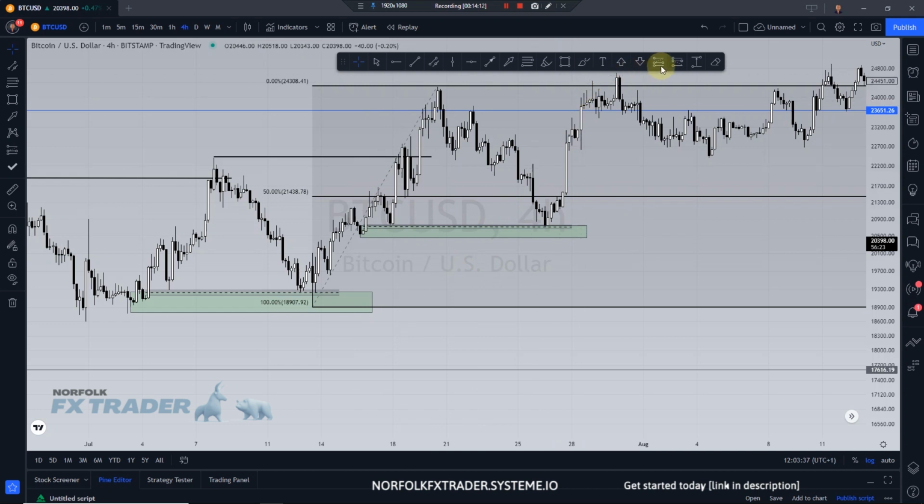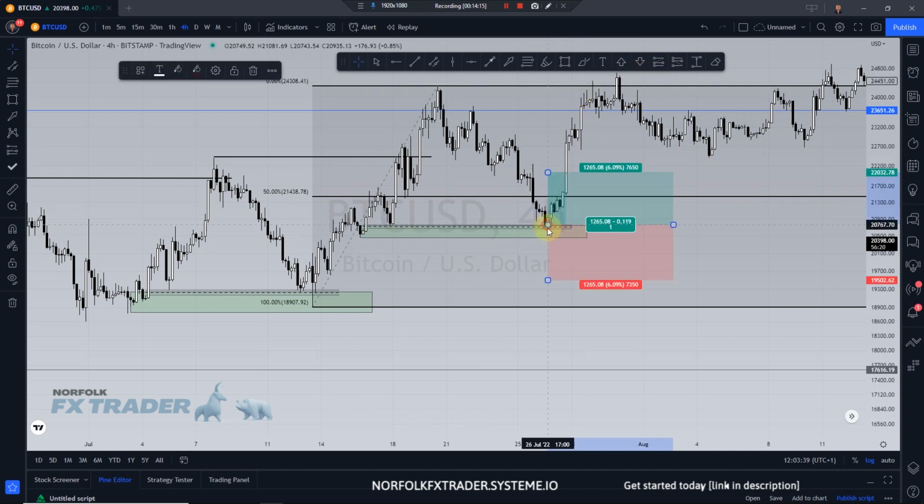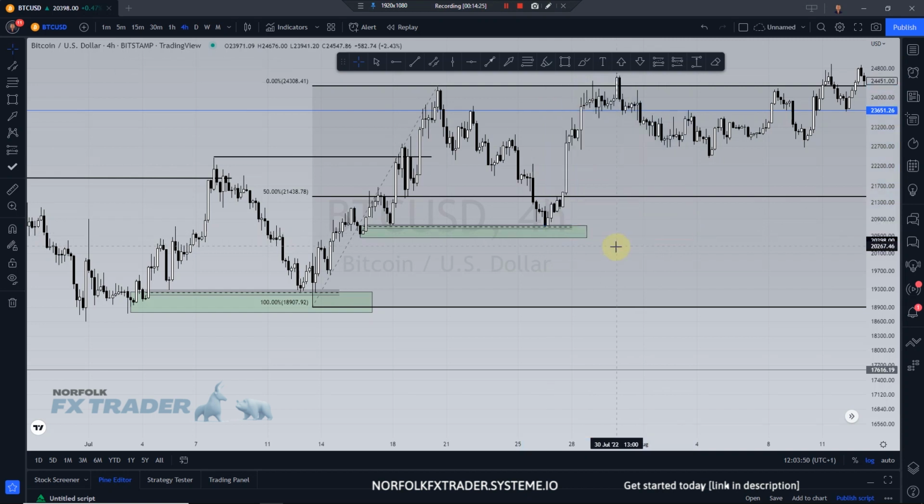So if we were to take a trade here again off this zone of demand, stop at the low, target that previous high, marking that cross, we've got just over 11 to 1. Simple once you understand the use of this tool.